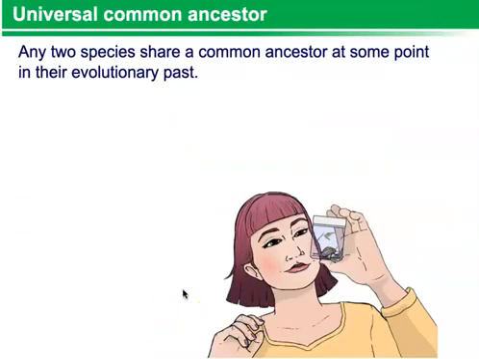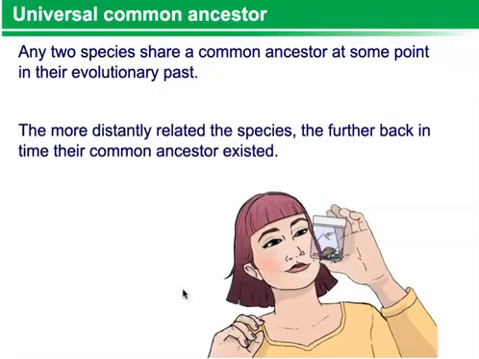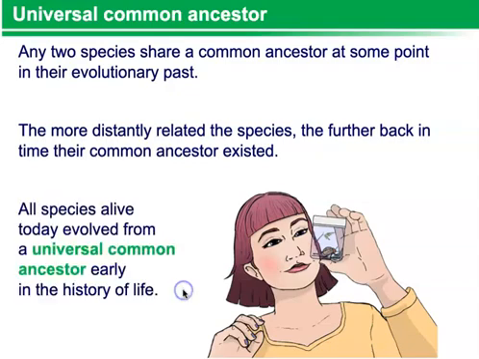A universal common ancestor. According to the theory of evolution, all organisms would have had to have arisen from a common ancestor. Any two species that share a common ancestor at some point in their evolutionary past would have a common ancestor. The more distantly related the species are, the further back in time their common ancestor existed. All species alive today evolved from a universal common ancestor early in the history of life on Earth.